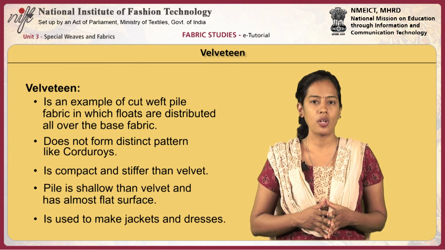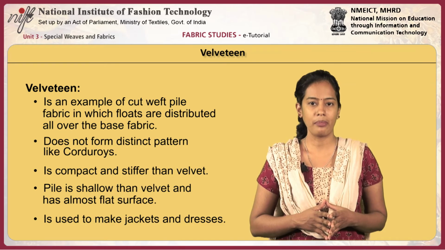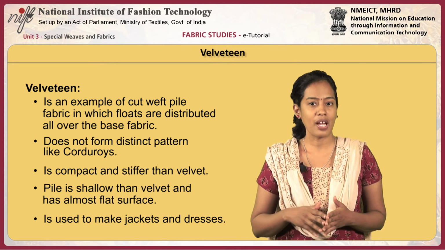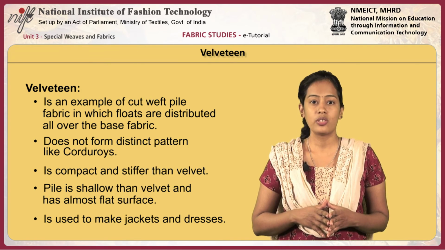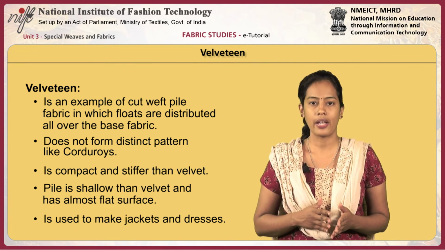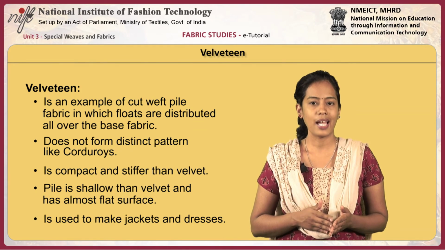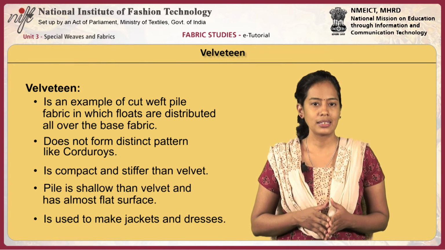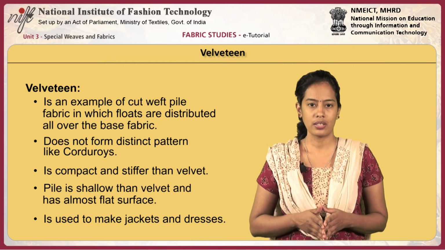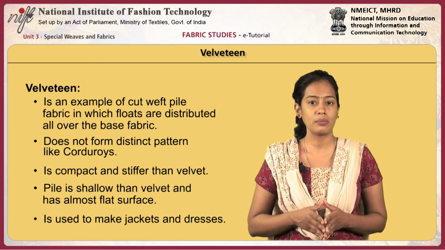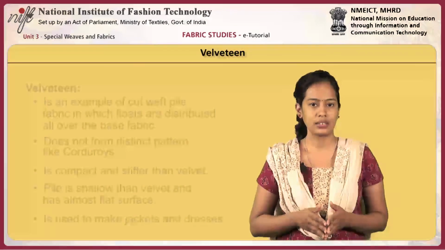Velveteen is an example of cut weft pile fabric in which floats are distributed all over the base fabric. Thus, they do not form a distinct pattern like corduroys. It is compact and stiffer than velvet. The pile is shallower than velvet and almost has a flat surface. Velveteen is used to make jackets and dresses.